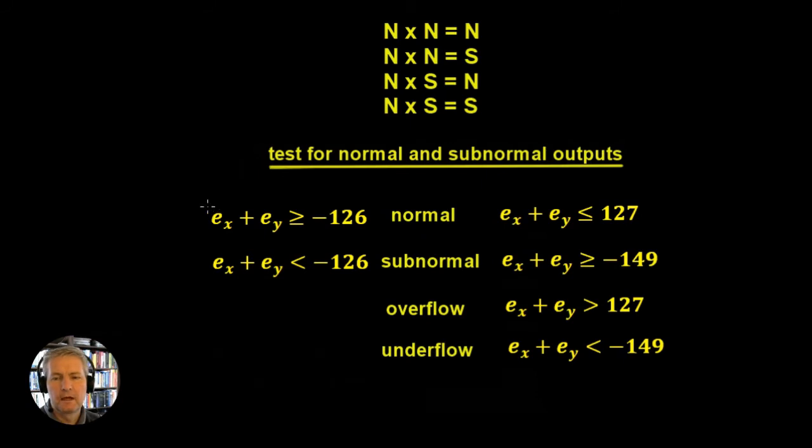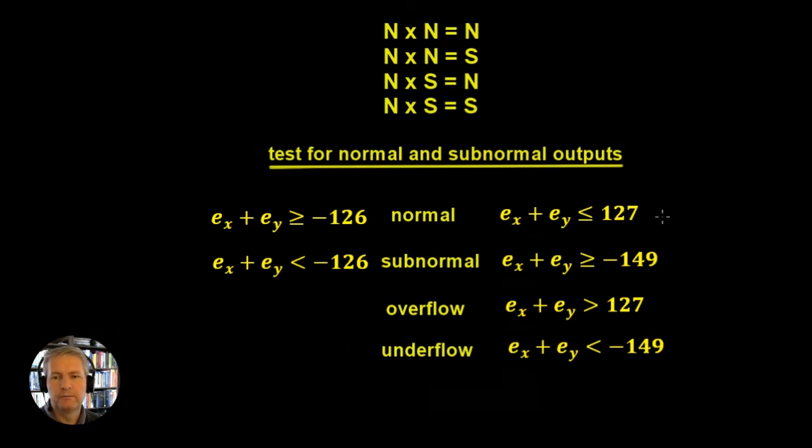So that means that if we were to add up the exponent for X and the exponent for Y, then it would still have to be within that range of minus 126 to plus 127. So here's a test to find out whether the number is a normal number. It's got to be greater than or equal to minus 126 and less than or equal to 127.